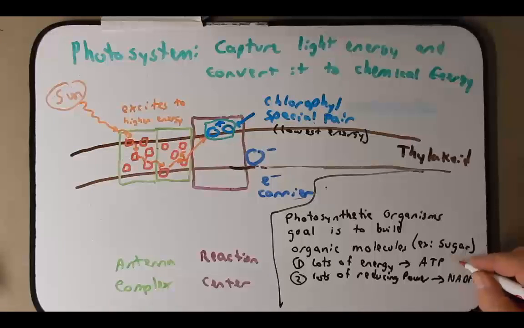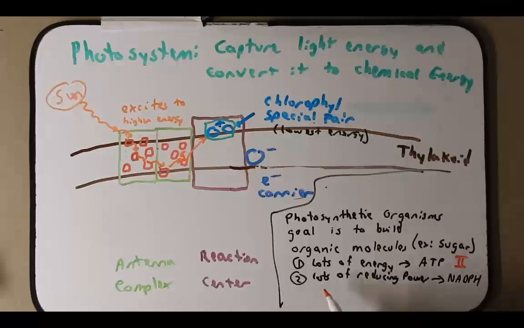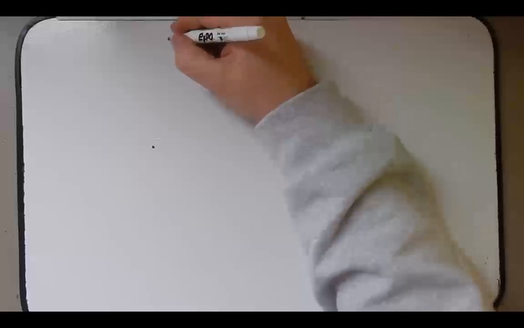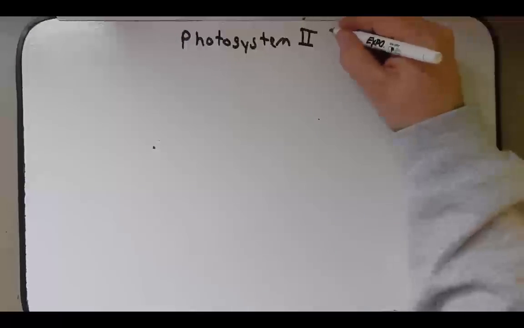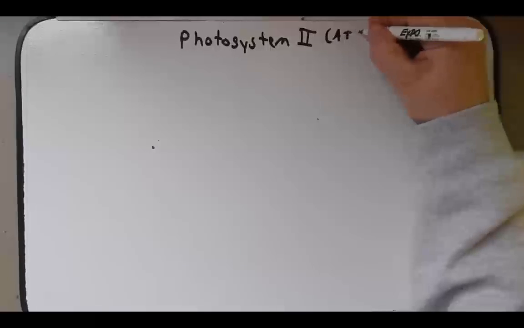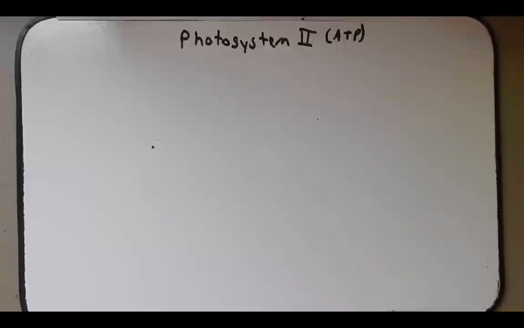The one that makes ATP, which is the first one, is called Photosystem II. And the one that comes after that, the one that makes NADPH, is called Photosystem I. Okay, so let's go ahead and begin talking about Photosystem II. And remember, Photosystem II is going to be responsible for making ATP.